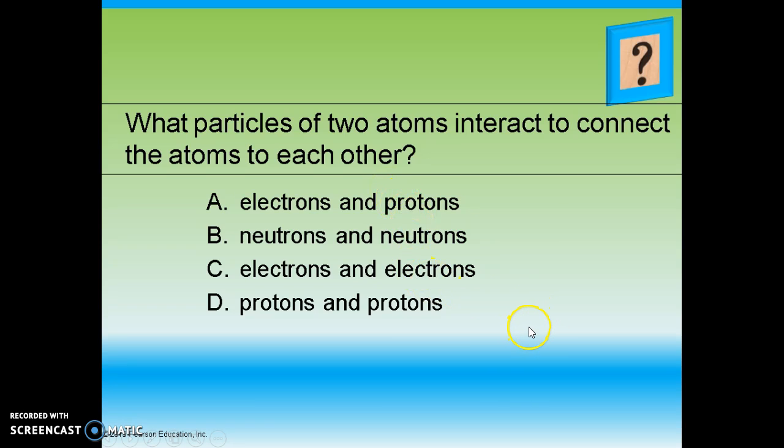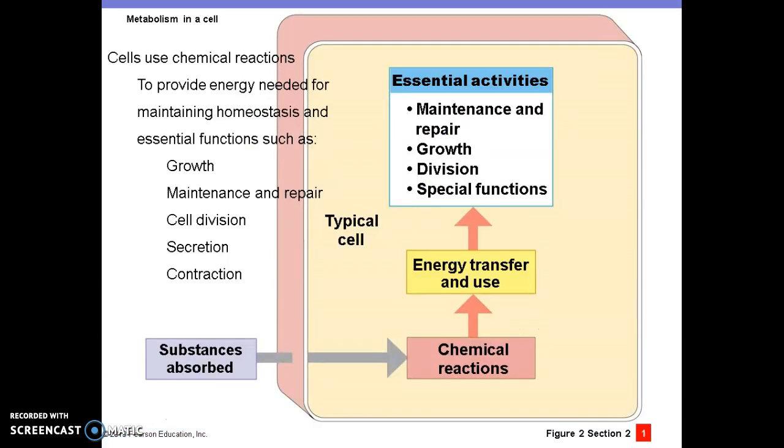What particles of two atoms interact to connect the atoms to each other? What two subatomic particles of two different atoms interact? And you should know that electrons of one atom interact with the electrons of another atom to connect them.